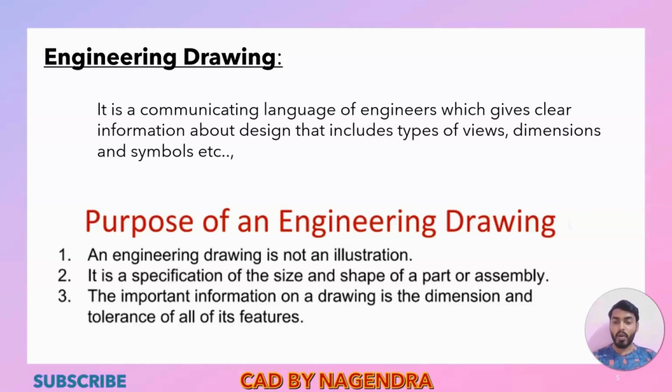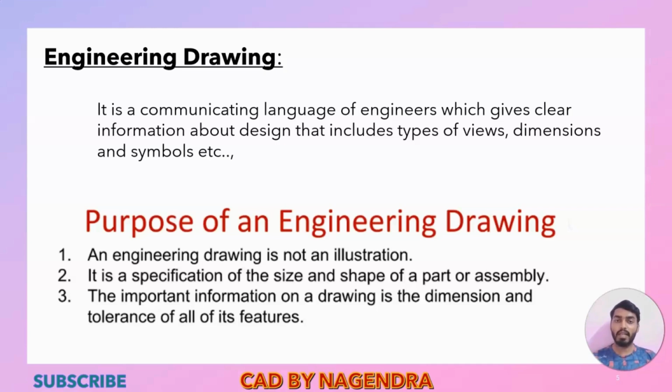Then the important information on a drawing is the dimensions and tolerances of all its features. Directly, I can tell you to take one cylinder of this much diameter and this much length, but he should be able to know the proper dimensions we need to manufacture for that particular part. Everything will be mentioned in the engineering drawing, like what the size and shape are and what dimensions we need to take.